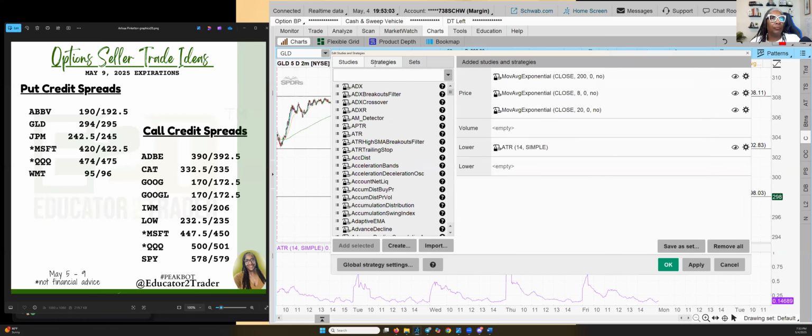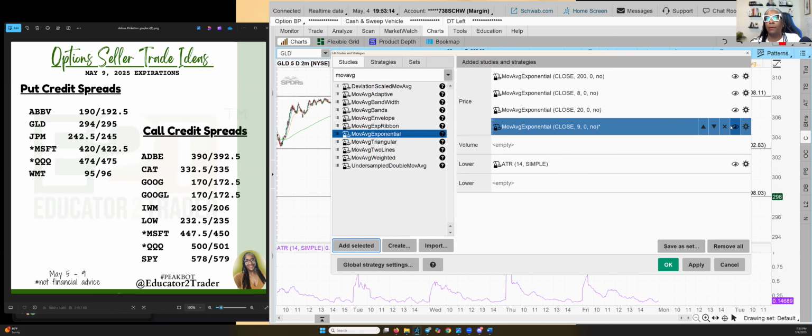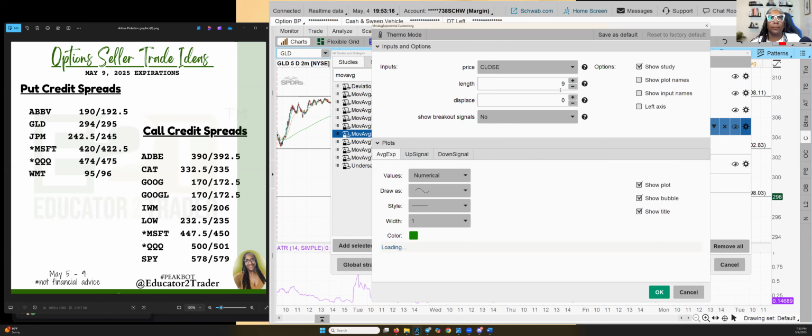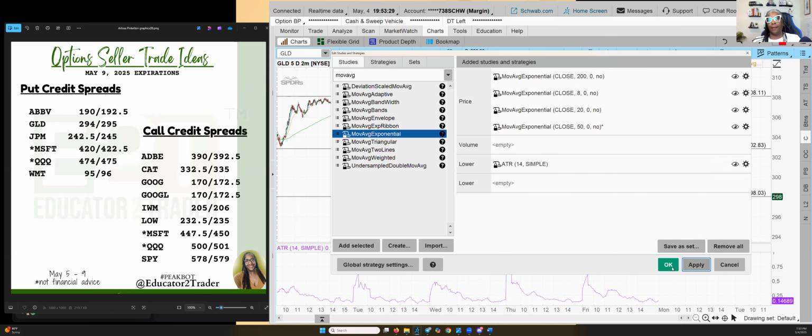8, I need one more. And it's easier for me to just go ahead and add it than it is for me to fight with you. Exponential. Add one more, and I need this to be the 50. My 50 is blue, and it's usually thicker. There we go. Let's just do it like that.